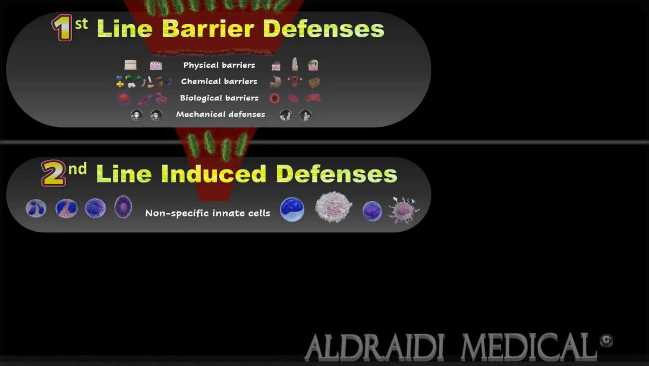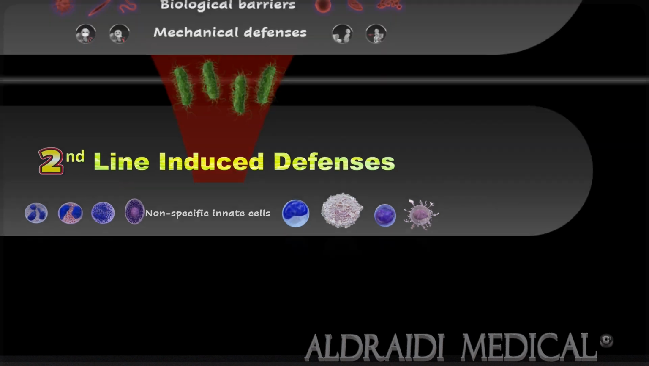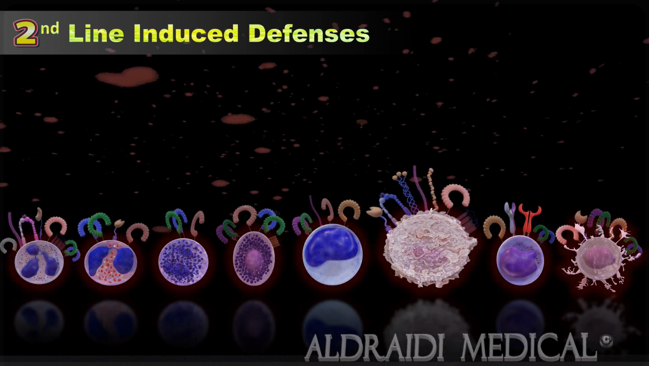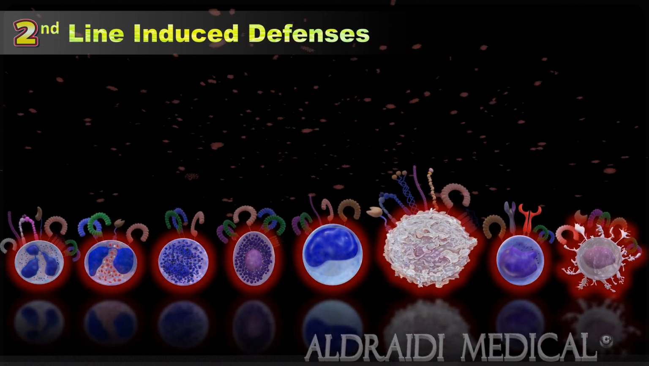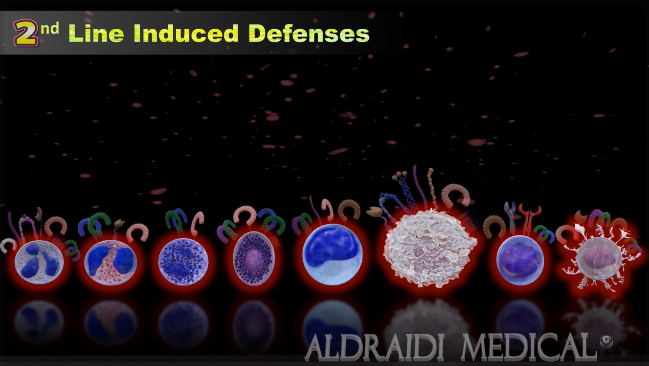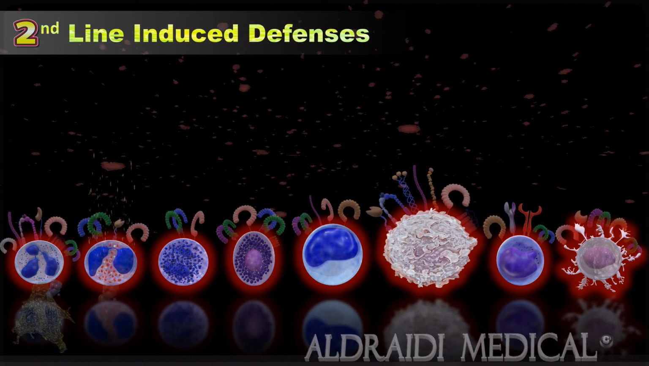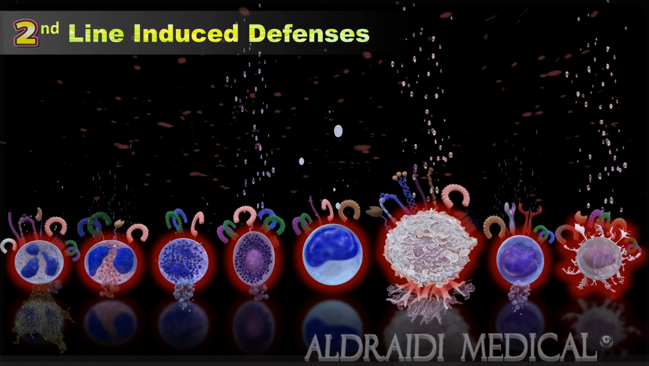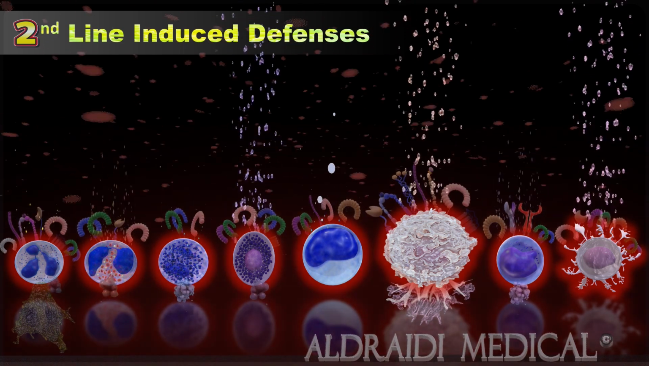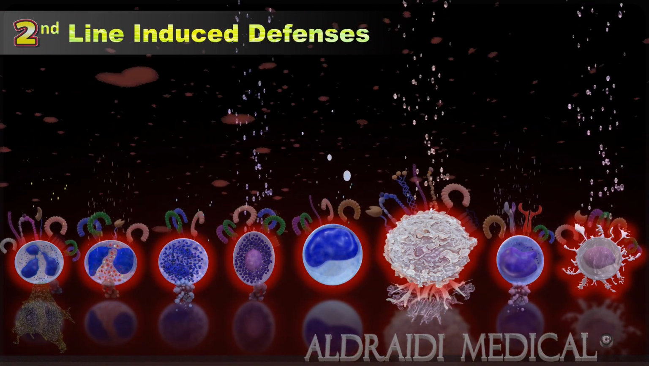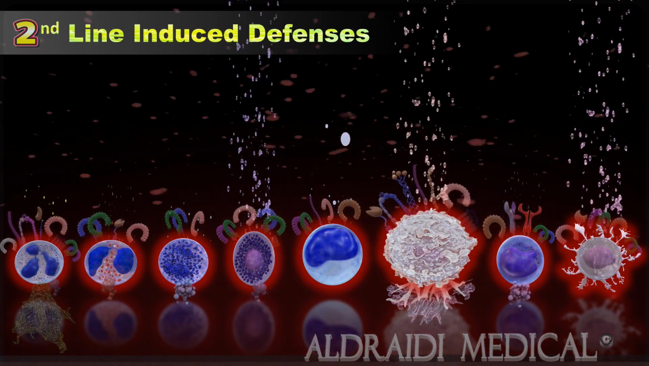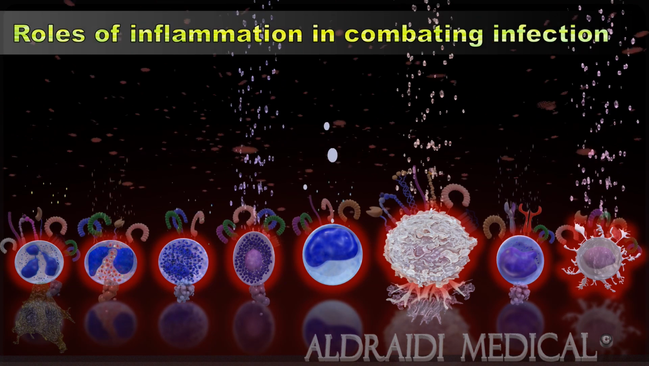And that's why the second line of defense is called the induced cellular response. Because triggering pattern recognition receptors on innate immune cells can activate these cells and can induce them to execute a lot of cellular responses or effector functions. And most importantly, inducing a local inflammatory response. The inflammatory response, which is initiated by our second-line innate cells, has many essential roles in combating infection.